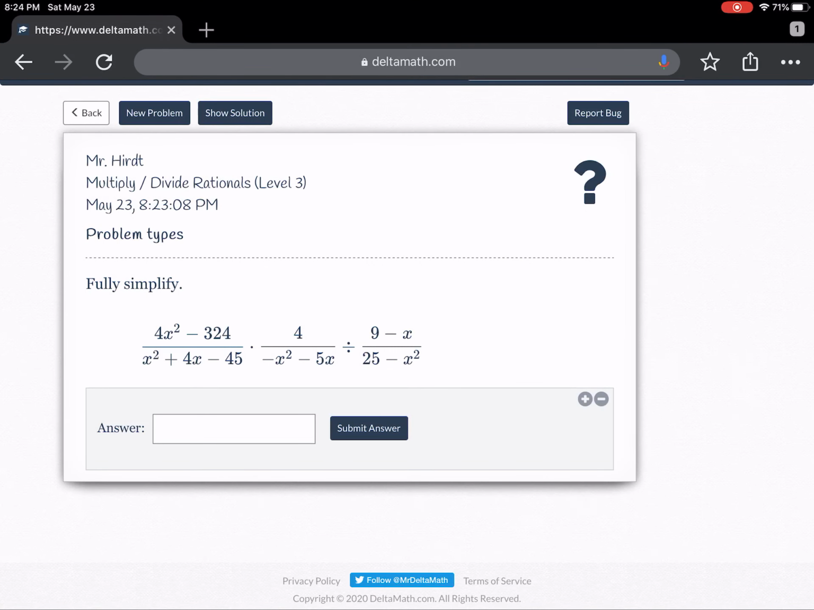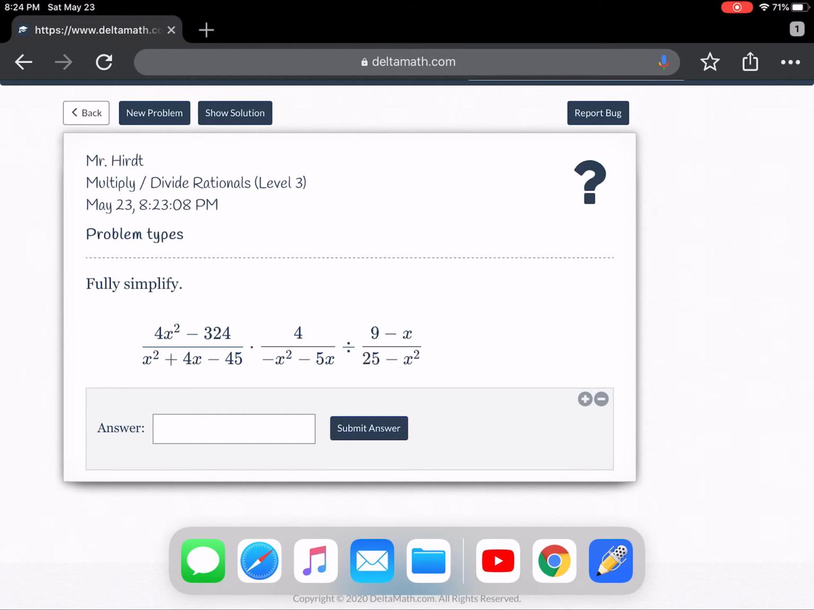So this is an example of what a problem might look like. So we have three fractions here. We have as many fractions as we need to, but we have three here for these. And the first one's multiply, the second one is divide. So let's see how we would approach that.